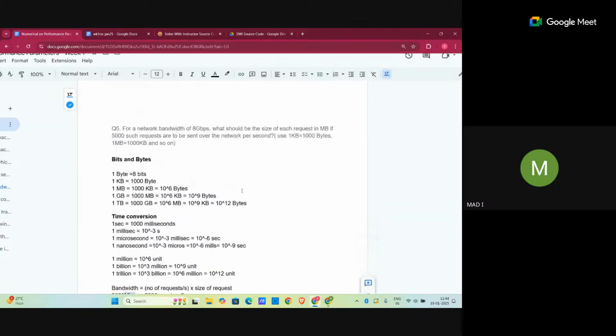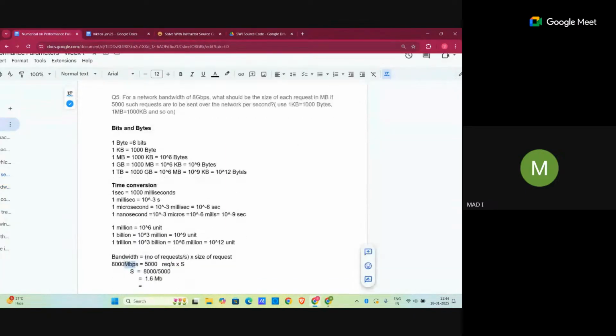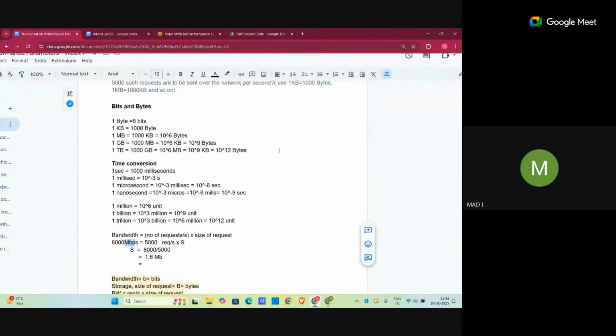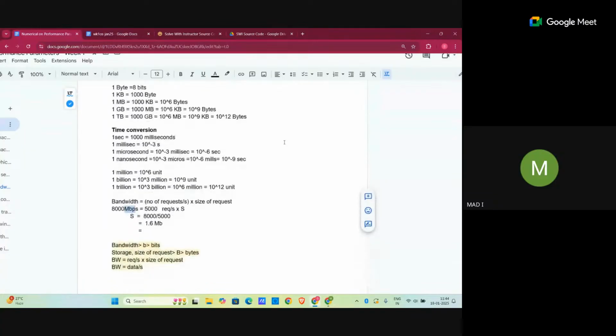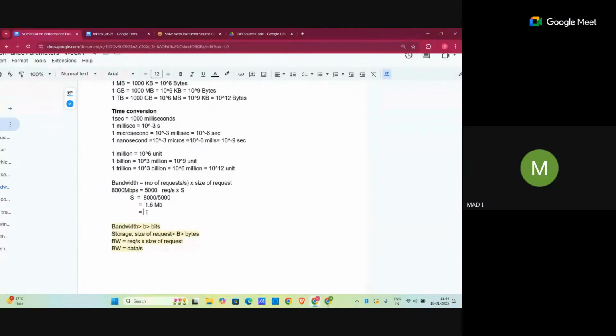But I want to calculate the size in megabytes, and generally the storage or size of request is mentioned in terms of bytes. So we will convert this into bytes by dividing 1.6 by 8. This answer will come in terms of bytes. So this is equal to 0.2 megabyte. Is it clear?